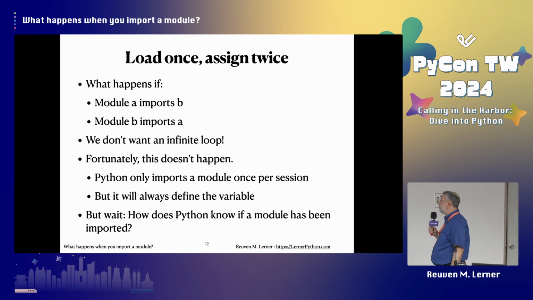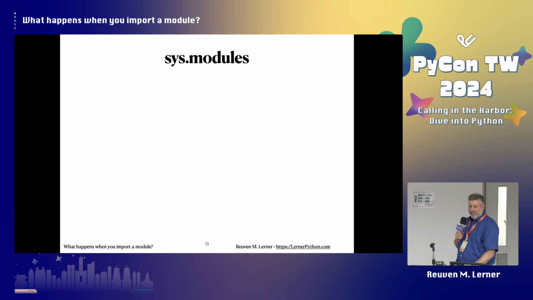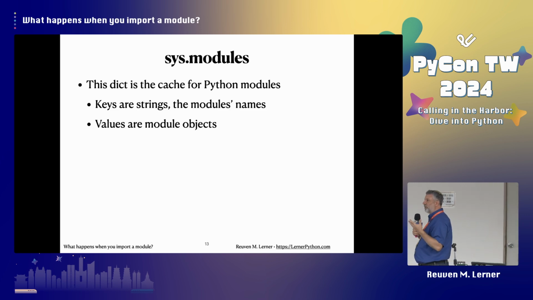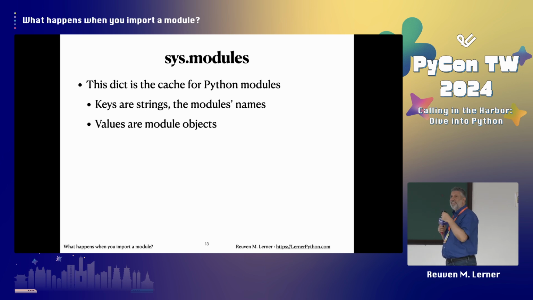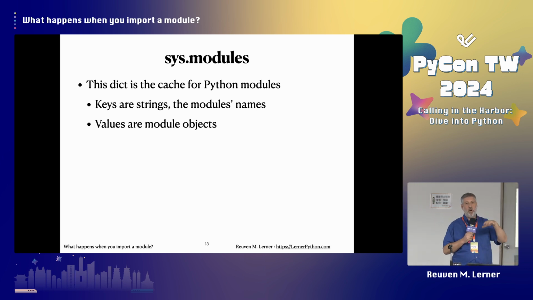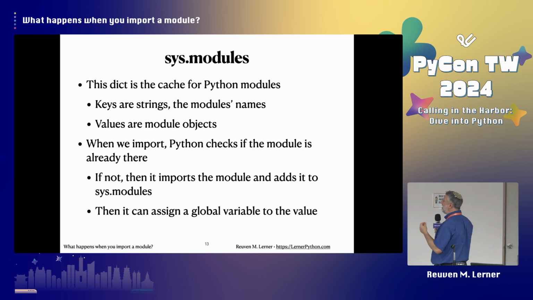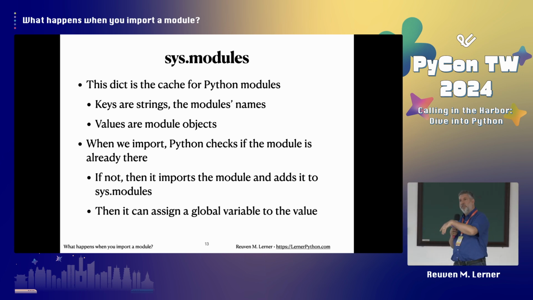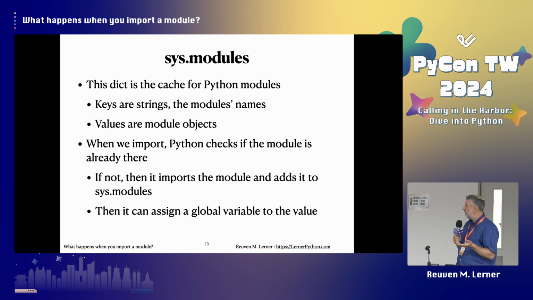But this does raise the question, how does Python know if the module has been imported already? And the answer is sys.modules. So the sys module is basically the Python runtime. It has all sorts of information in it, and it is automatically loaded, although the variable name is not defined. So you have to say import sys. And this is a dictionary. It's a dictionary whose keys are strings, the names of the modules, and whose values are the module objects. When you learn about dictionaries in Python, you learn that the keys are restricted. They have to be unique, they have to be hashable, but the values can be anything. And here we see the values can be module objects. And so when we import, Python checks, is that module already there? If not, then it goes, finds the module, imports it, creates the module object, and assigns it to sys.modules. But if it is already there, then it just assigns the global variable.